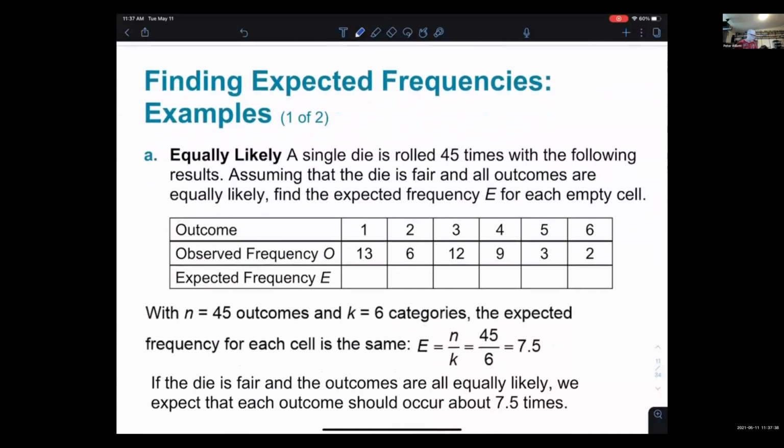All right, so let's look at this example. There's a couple slides to illustrate this example.